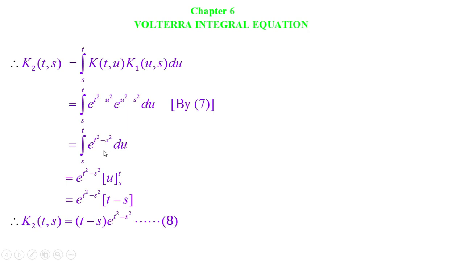In the next line, e to the power t square minus s square is not a function of u, so I bring it out of the integration sign, and the remaining part is the integration of du. The integral of du is u, and the upper limit and lower limit I put here, and after calculation we get e to the power t square minus s square times t minus s. That means (t minus s) e to the power t square minus s square.